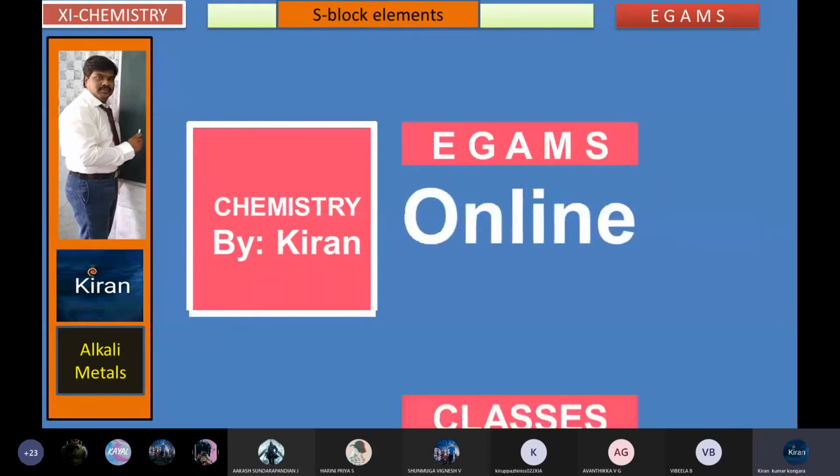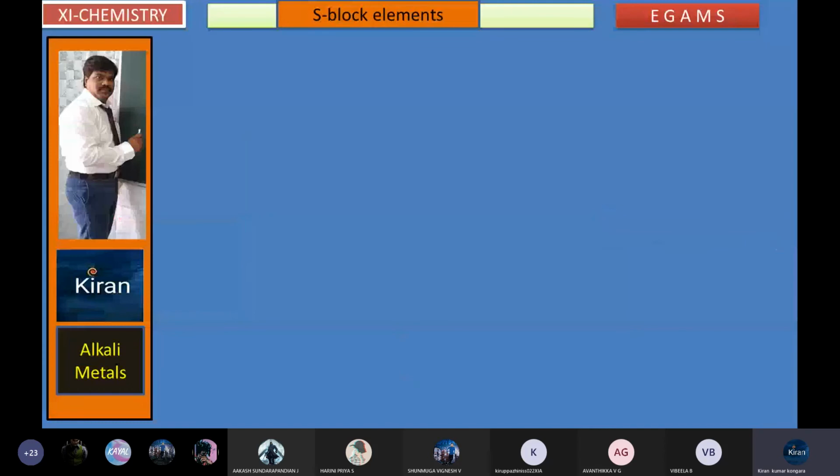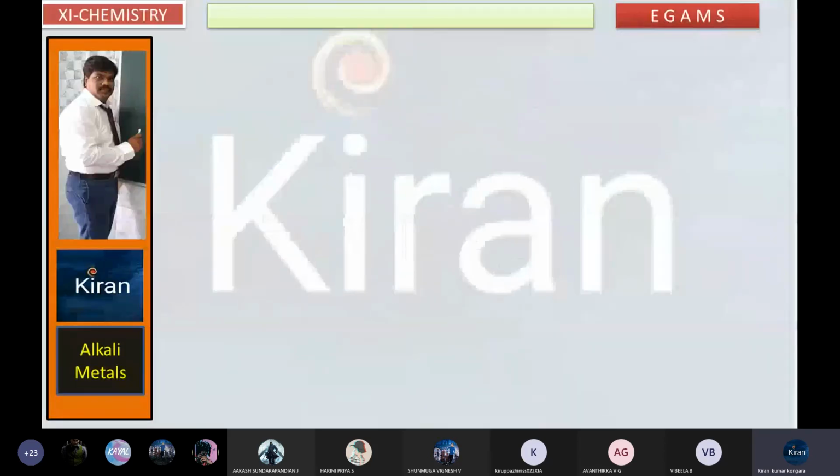Elements belong to the long form periodic table. The long form periodic table contains 118 elements. These 118 elements are classified into 4 blocks: S block elements, P block elements, D block elements, and F block elements, based upon the differentiating electron.